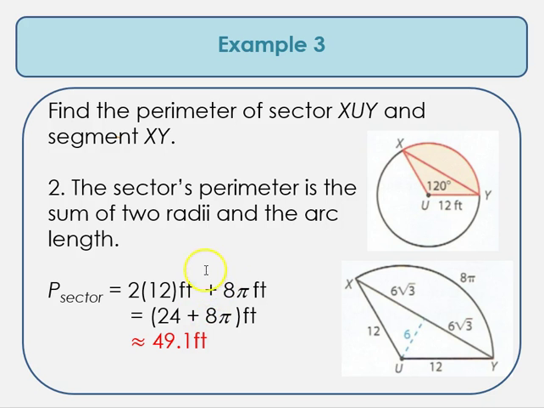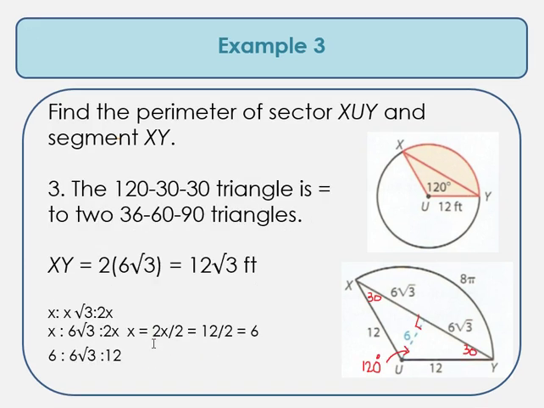To the second step, the sector's perimeter is actually the sum of the two radii and the arc length. So UX will be 12 because it is congruent to UY. So we can say 2 times 12 feet plus the arc length, which was 8 pi feet. I've used the distributive property to shorten that, and 24 plus 8 pi, I used my calculator to find the decimals for pi, added and rounded to 49.1 feet approximately.